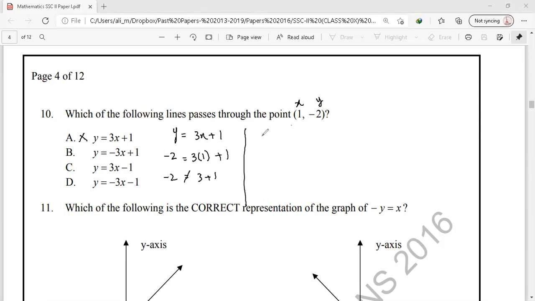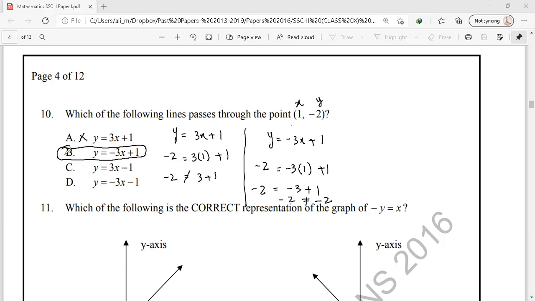Then let's take the second equation, y equals minus 3x plus 1. y is minus 2, and for the value of x let's put 1. So minus 2 would be equal to minus 3 plus 1, and minus 2 equals minus 2. So this point satisfies the second equation. It means the second option is correct for question number 10.